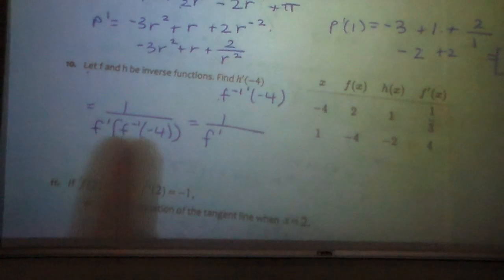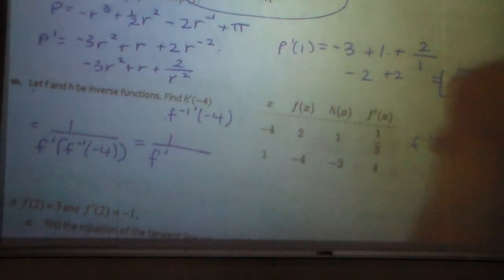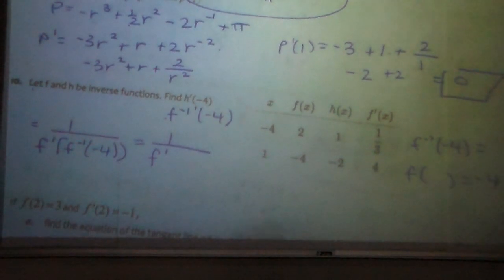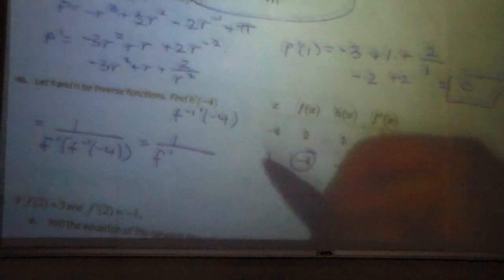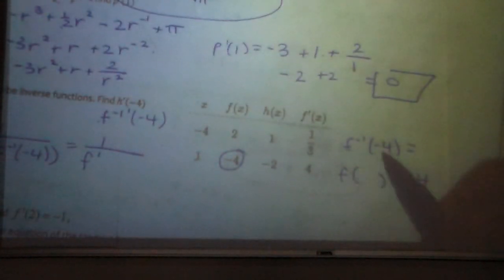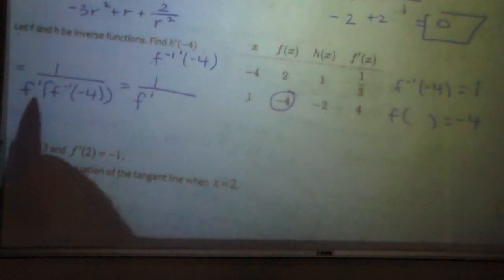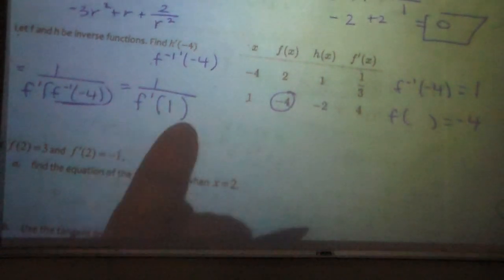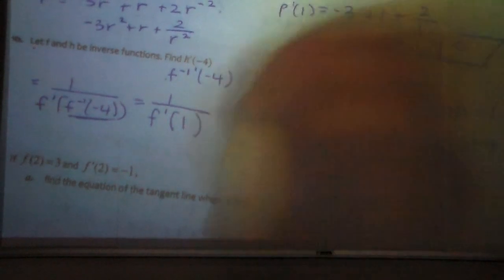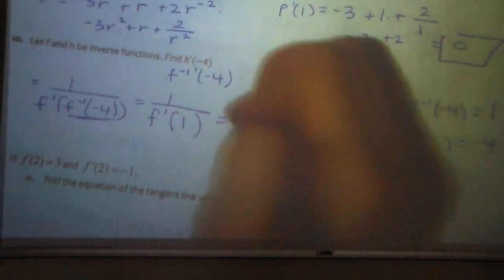First thing I need to find is f inverse of negative 4. F inverse of negative 4 is the same as saying f of what gives me negative 4. So f of 1 gives me negative 4, so f inverse of negative 4 is just 1. Now I can replace that. This right here is just 1. 1 over f prime of 1. F prime of 1 is 4, so this is just 1 over 4, and that is your answer.